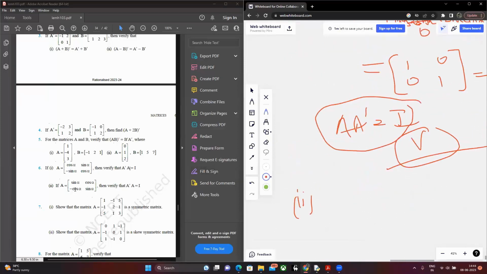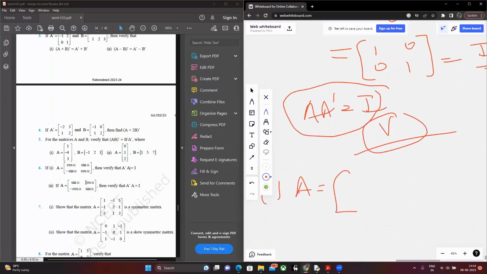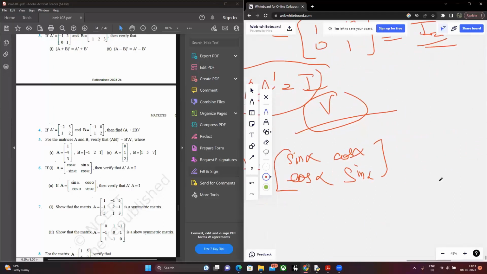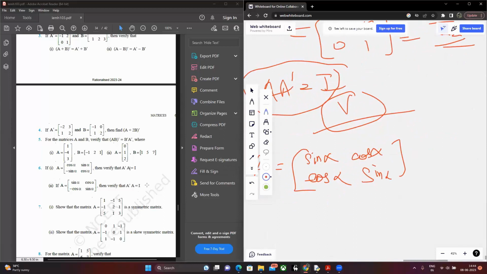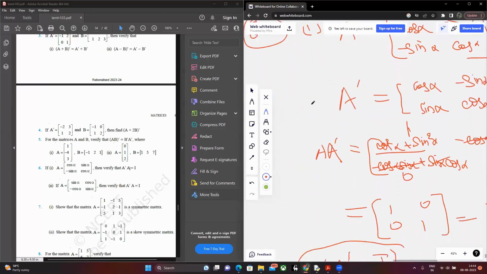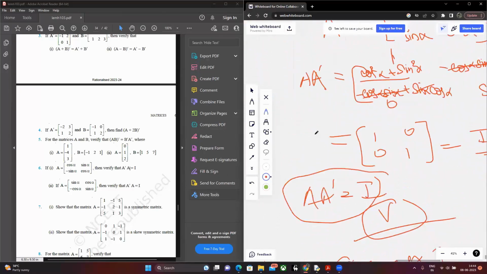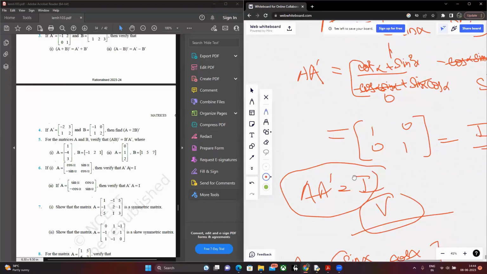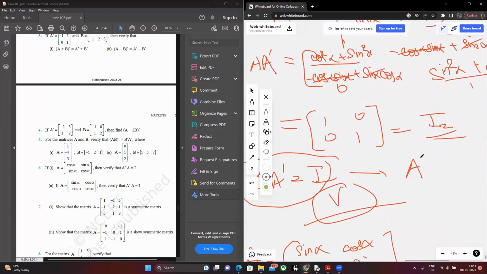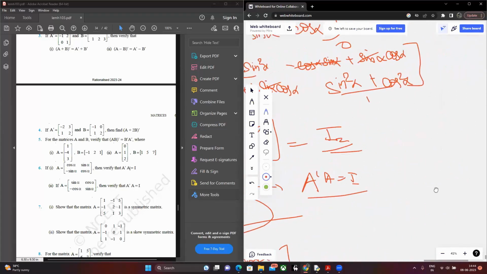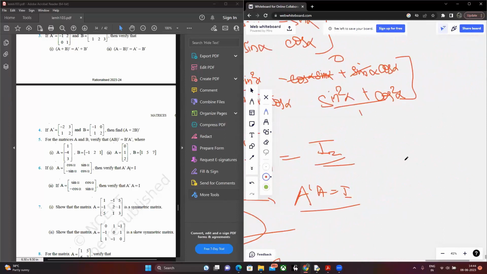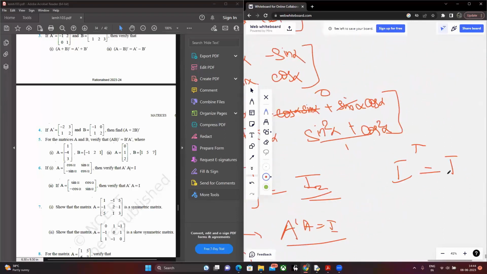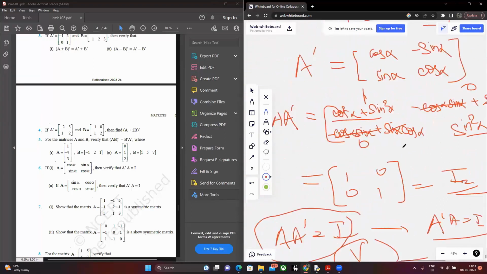Number 2, you are given that the matrix sine alpha, cos alpha, minus cos alpha, sine alpha is A. Again, you're asked to verify that A dash A is going to be equal to I. Notice that proving that AA dash equals I is equivalent to proving that A dash A equals I. Why? Because I transpose is equal to I itself, because I is perfectly symmetric.